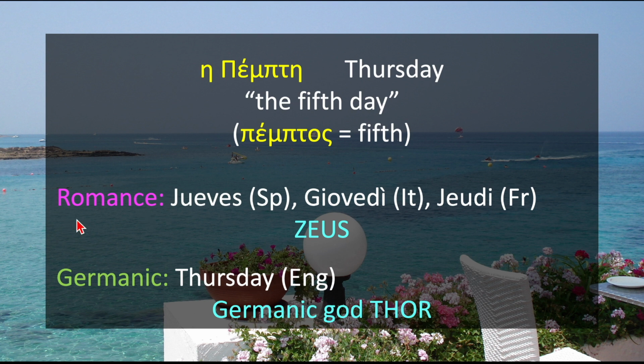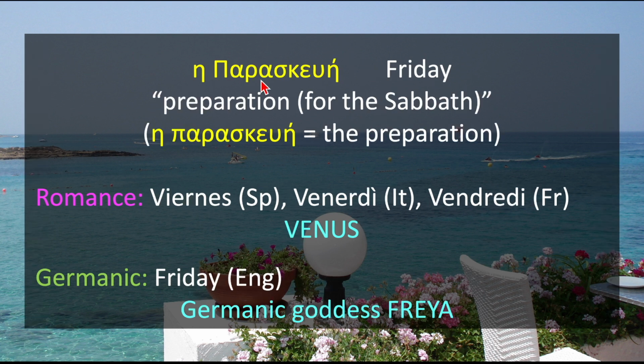In the Romance languages, it's associated with Zeus. For example, Jueves in Spanish, Giovedì in Italian, Jeudi in French. In the Germanic languages, it's associated with the Germanic god Thor, who is the equivalent of Zeus. For example, Thursday in English. Η Παρασκευή, Friday. Η Παρασκευή means the preparation, and it started as preparation for the Sabbath.